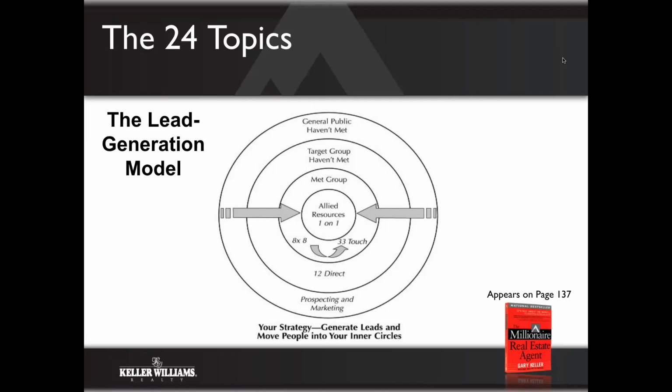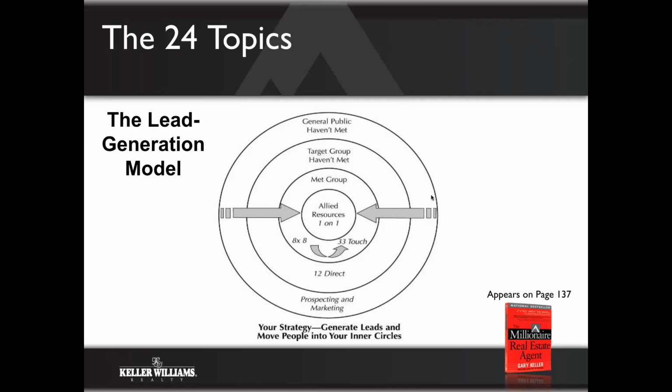Your goal is to find a way to bring people from the general public all the way into the allied resources. How can you build a relationship so that one day they become one of them? Let me give you an example today. You have met Alan here, who somehow called you on your advertisement in Lamudi. You have not met him before, but he's just a general guy. He called you on an ad.